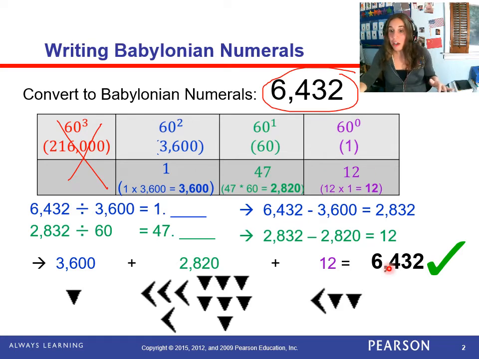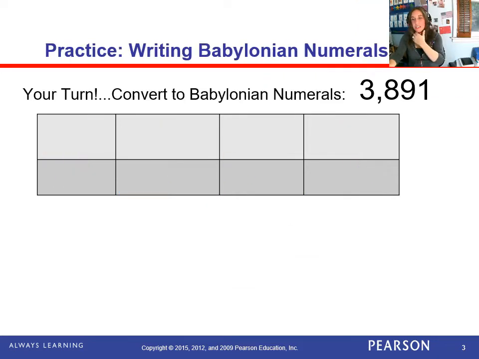So now I want you guys to try one of these on your own. You're going to take a number and you're going to convert it to Babylonian. Start by making your table with your powers of 60, right? Write out the values. You should always do that no matter what. It's super helpful. And then figure out how many of each you need. So pause the video. You're going to convert 3,891 to Babylonian.